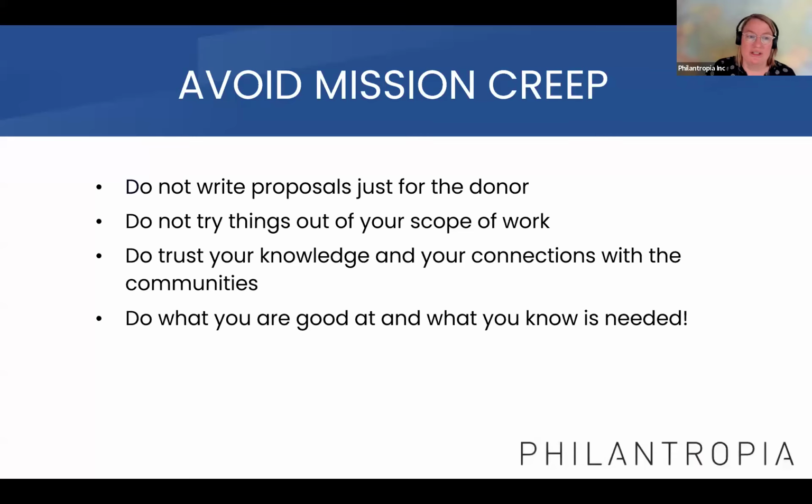Trust your knowledge and your connections with the communities to avoid donor mission creep, because you know what is needed. And if a donor says, no, we want to fund something else, well, then it's kind of your position to lobby and say, but in the community we work with, we know that that is not needed. It's something different that they need. And you ideally would stand up for them and help them so that they can actually get there. Do what you're good at and what you know is needed, and stay true to your own mission. And I think, again, developing a project plan before you go out looking for donors is really, really helping with that.